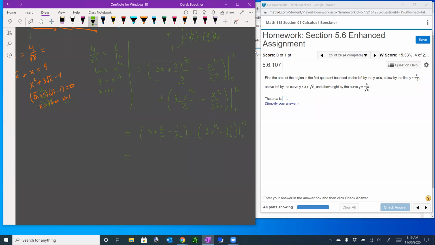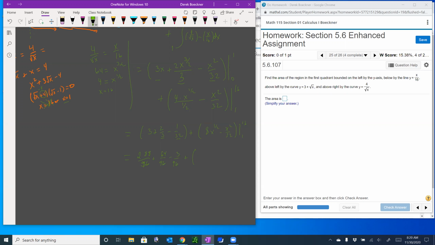So 3 and, well, let's put this all in terms of 96ths. So that'd be 288. Is that right? 96 times 3. Yeah, 288. Plus, that's 96 plus 2/3 of that would be 64. 96 minus 3/96. Here we'll finish that arithmetic off after I expand this.